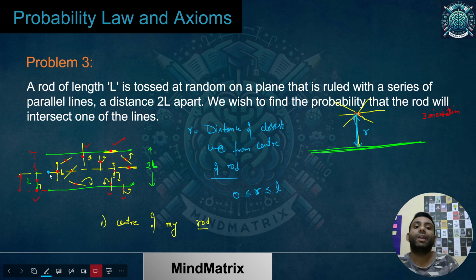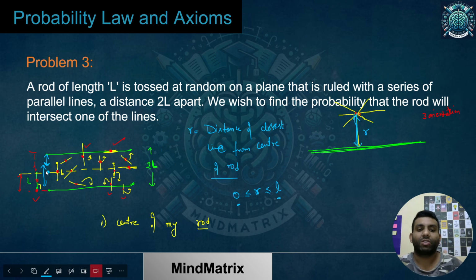Why not greater than L? Let's suppose the center goes beyond this. Will I be considering any distance greater than L? The answer is no, because in that case, that rod will be closest to the above line, and the distance for that point would be less than L. So I hope the idea is clear, why the maximum distance is L and why the minimum distance is 0. Minimum is when the center is lying on my line, and maximum is when my center lies exactly in between these parallel lines.